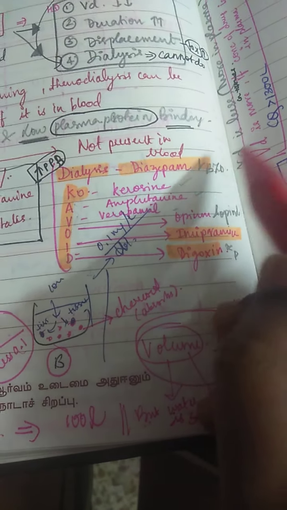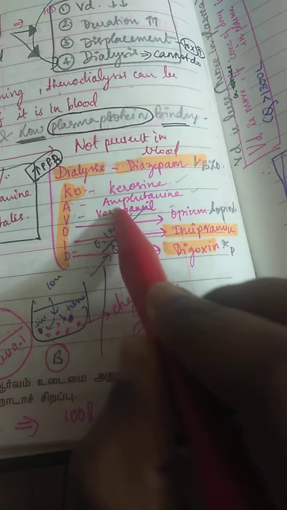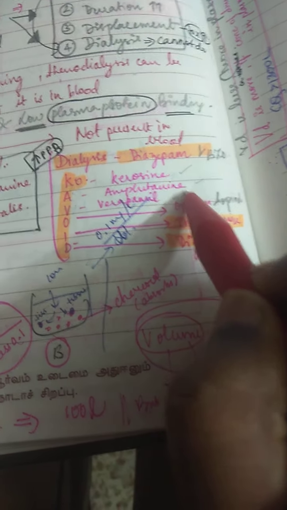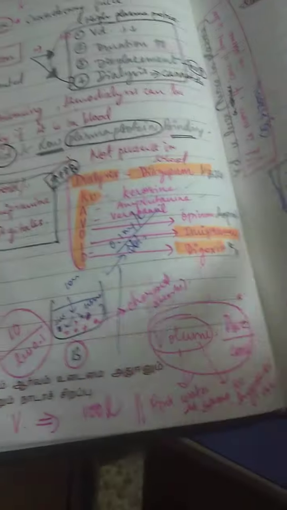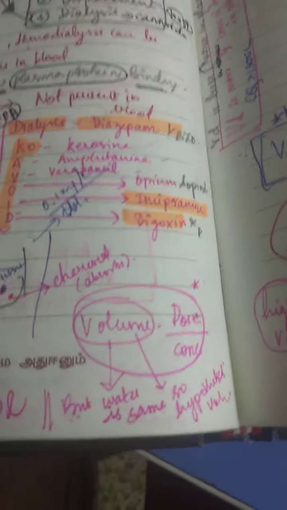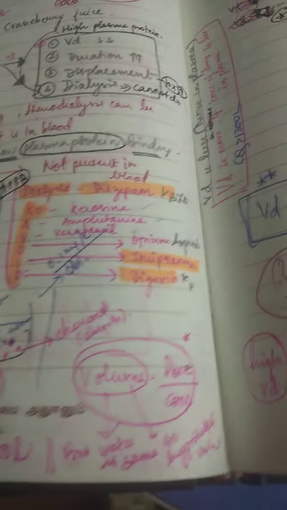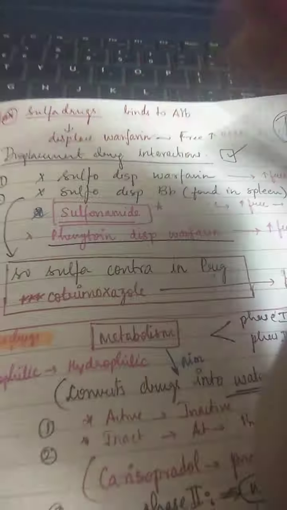Again, the same thing: diazepam and digoxin, amphetamine and verapamil, calcium channel blockers, opioids, ibuprofen, all these drugs cannot be excreted in dialysis.